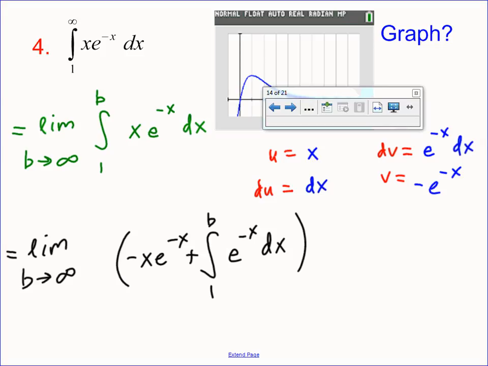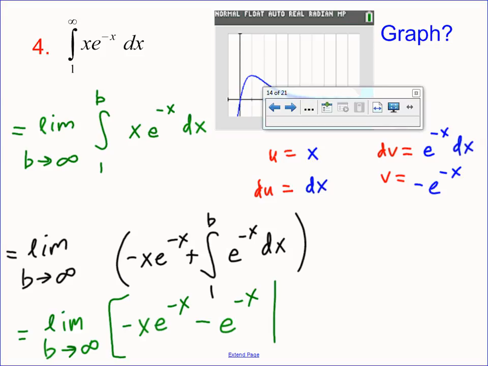So we get the limit as b goes to infinity of negative x e to the negative x. The antiderivative for e to the negative x is negative e to the negative x. Evaluated from 1 to b for both.